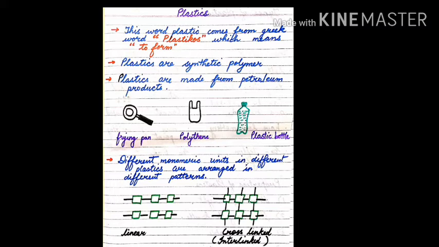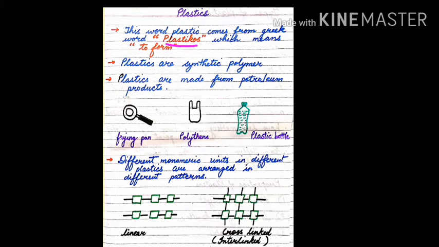This word plastic comes from the Greek word plastikos, which means to form. So the word plastic used to refer to the property of materials like clay that allowed them to be molded into desired shapes. Number 2, plastics are synthetic polymers.